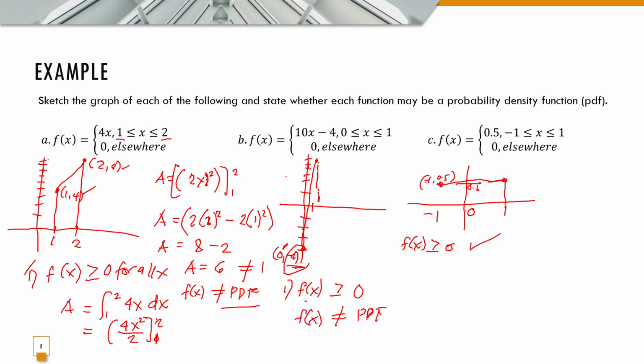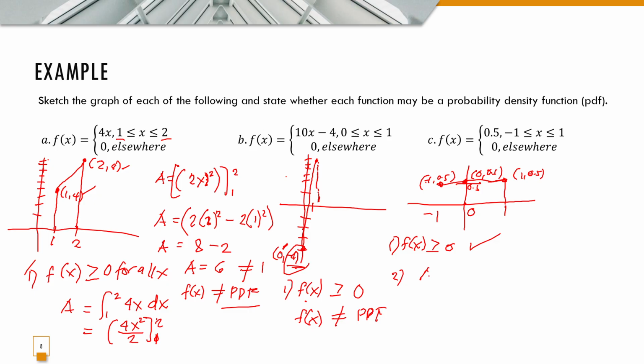Because when we substitute the value for 0 here, for example, this is still 0.5. And negative 1 gives 0.5, and when we substitute 1, it is 0.5. So that's the concept. This is case number 1 and this is case number 2.